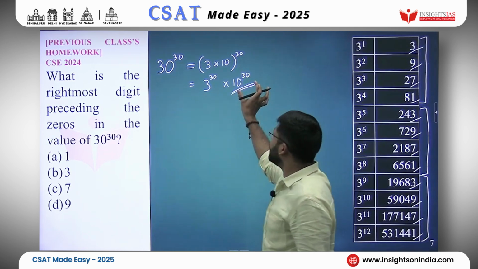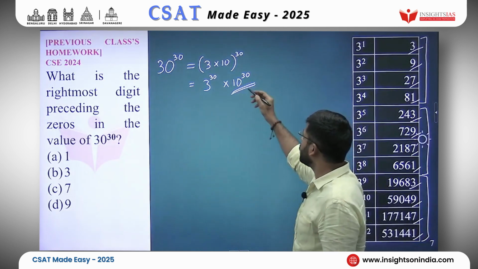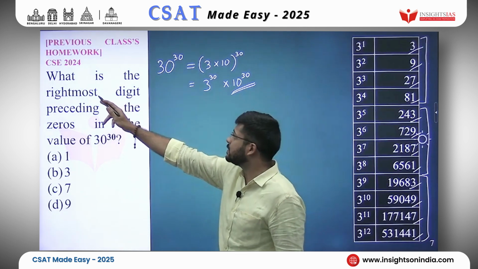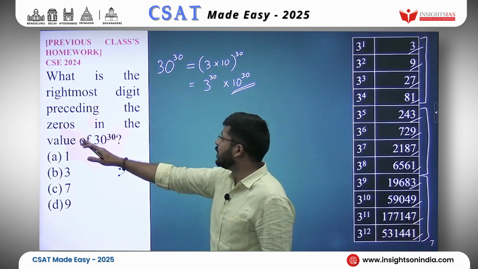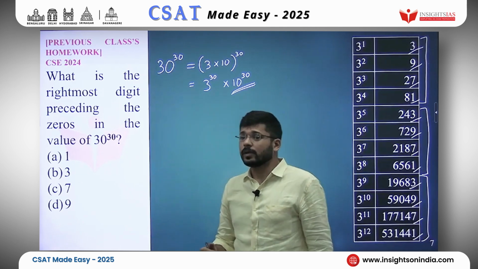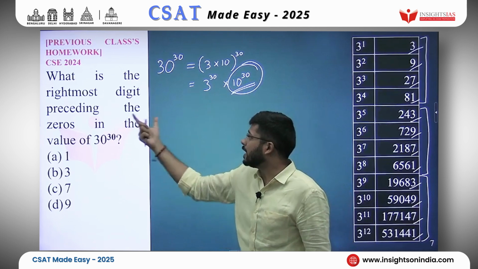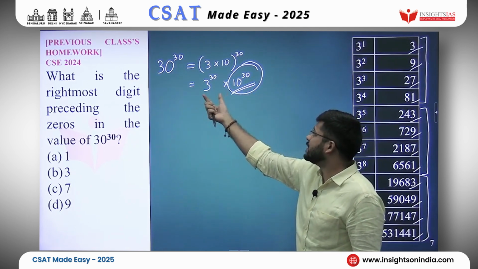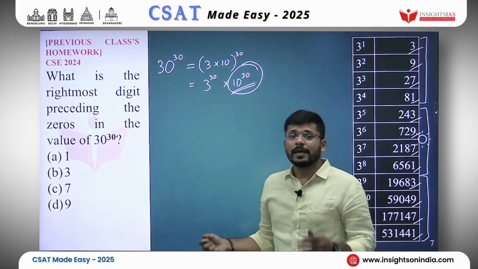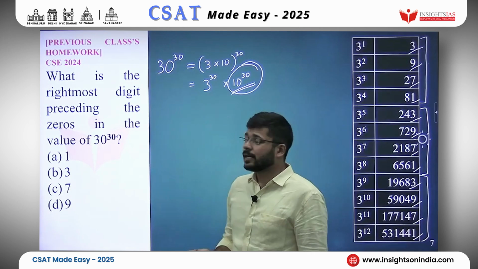Okay. And this expression 10 to the power of 30, it will only contribute to zeros. So we will ignore this one because the question asks us what is the rightmost digit preceding zeros in the value of 30 to the power of 30. And this is the term which will give us those zeros. So we will ignore this one. And whatever will be the last digit of this term, it will be the digit preceding the zeros, right?